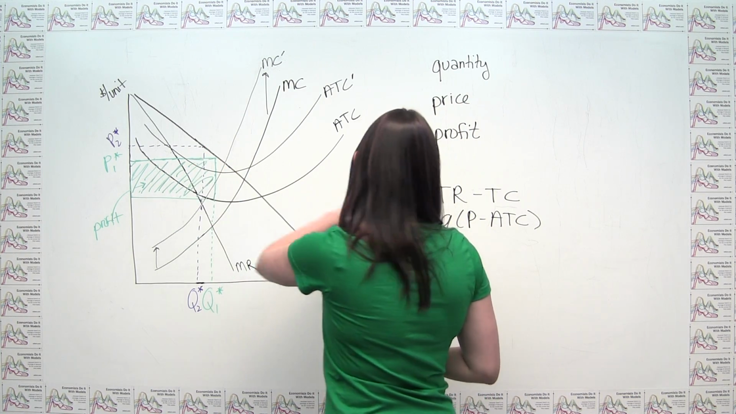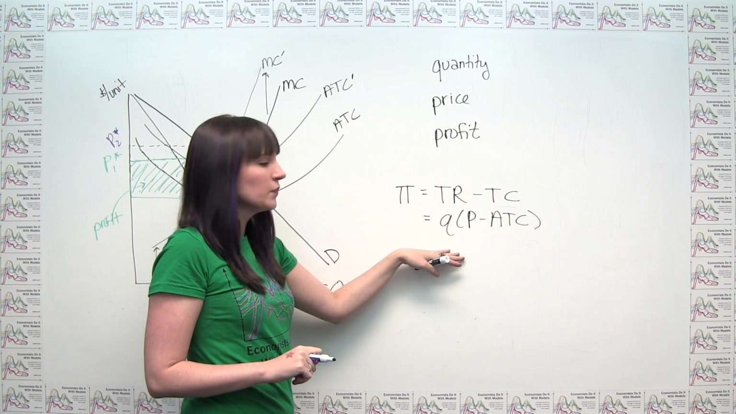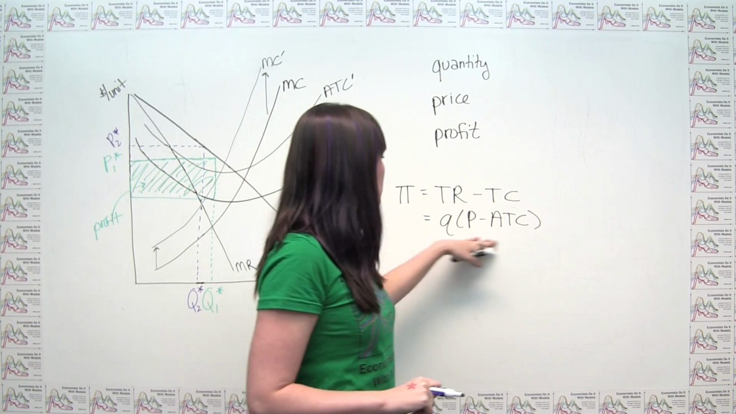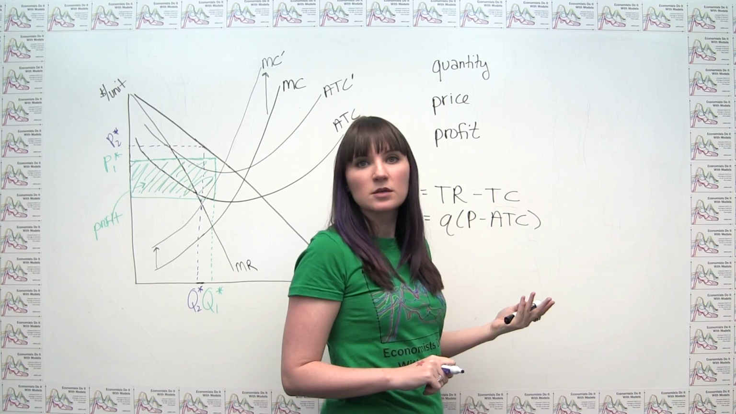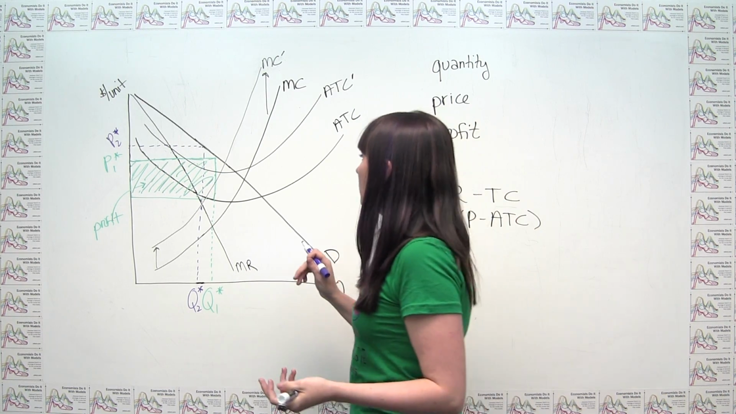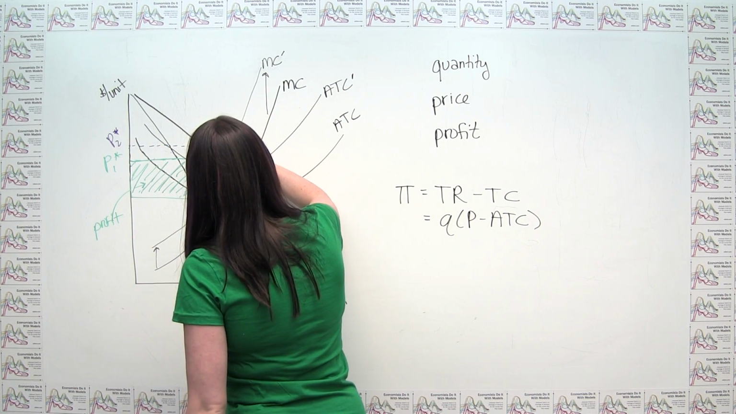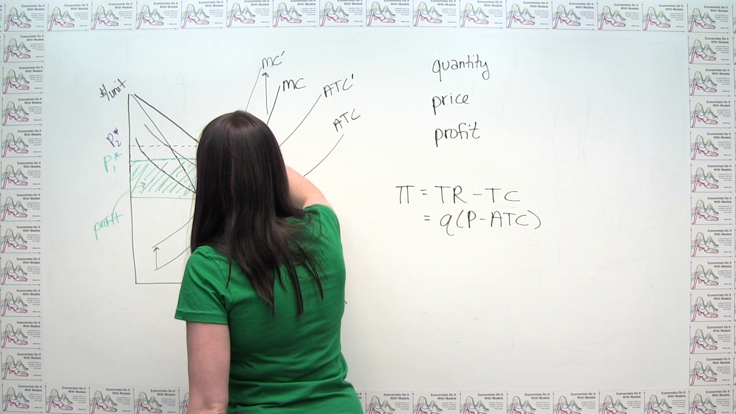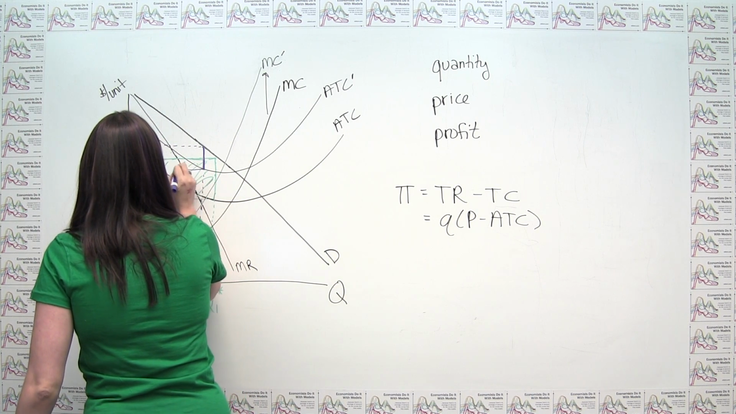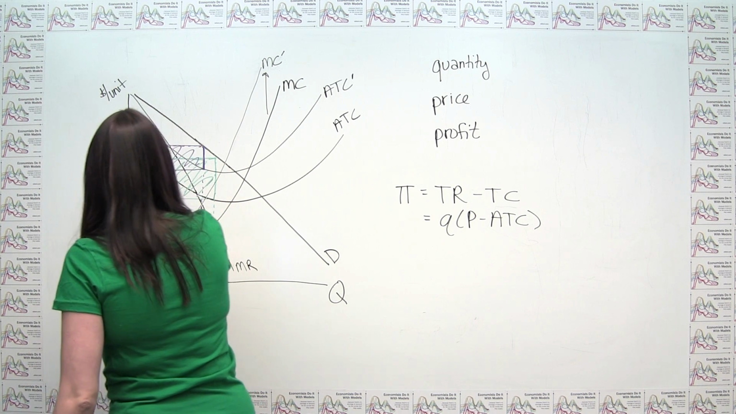So again, we have this formula. The profit is equal to quantity times price minus average total cost. So we again have to find a rectangle where the width is quantity and the height is the difference between price and average total cost. You just want to make sure that you're looking at the right average total cost curve when you do this. So our rectangle is actually going to be, well, it's going to be this wide. And then we see here that the difference between price and the relevant average total cost is here. So we're going to get a new profit that looks something like this.